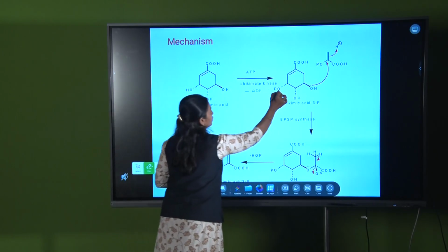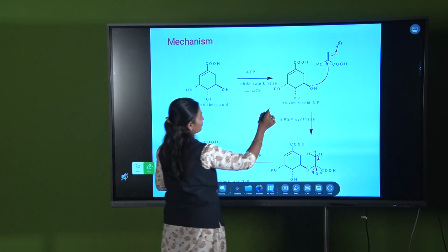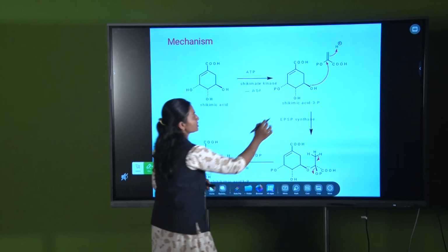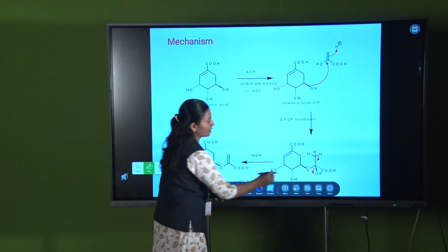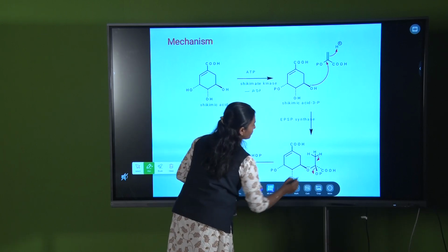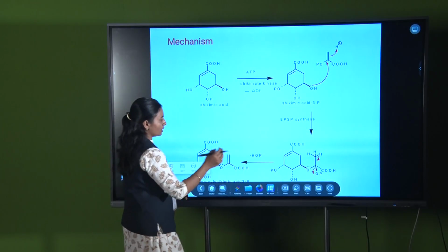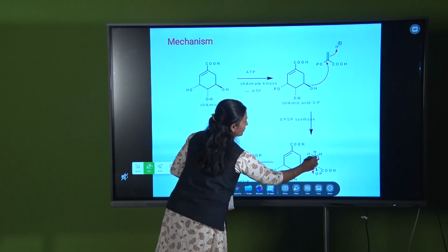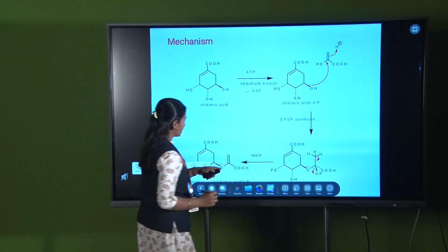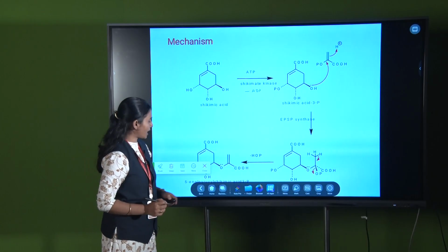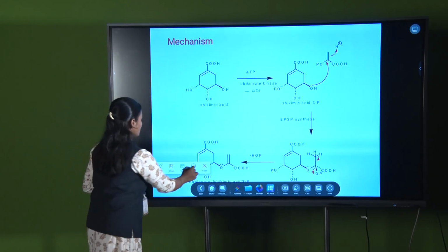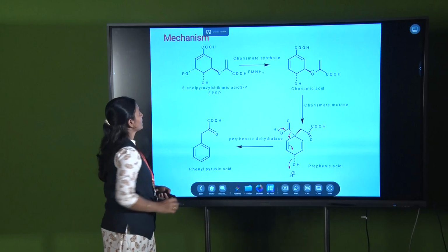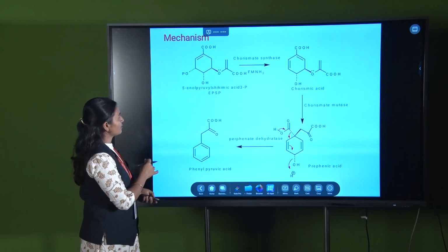So, OH will be converted to OP, and in the next reaction, in presence of phosphoenol pyruvate, shikimic acid forms an O-alkylation. It forms a bond between oxygen and this carbon. In this step one intermediate is formed where the oxygen and carbon bond is formed. Then minus HOP, it will give 5-enolpyruvyl shikimic acid. This is EPSP, 5-enolpyruvyl shikimate 3-phosphate. In the last slide we have seen how it is formed.